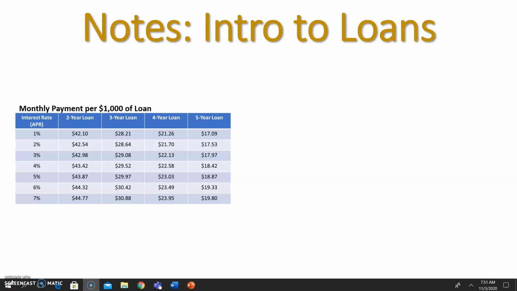The topic of this video is finding loan payments using a payment table. Mathematically speaking, we can calculate exact loan payments using formulas. But for many consumers, it's simpler to understand how this works by simply looking at what's called a loan table. In the table you see here, we can see the interest rate and the length or term of the loan, and we can use those to identify the monthly payment per $1,000 borrowed.